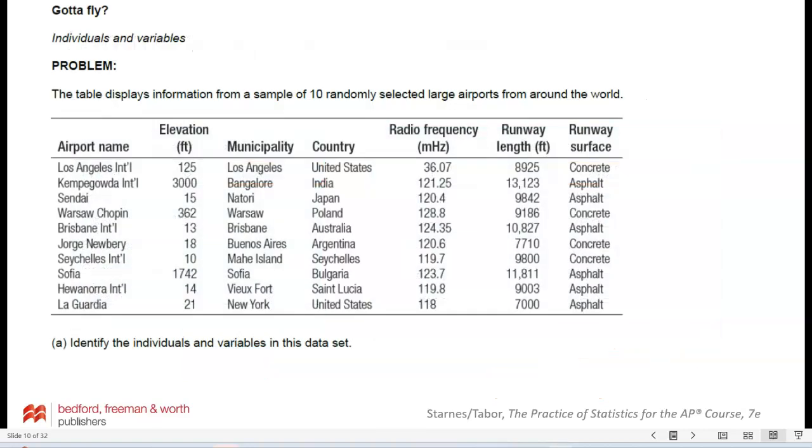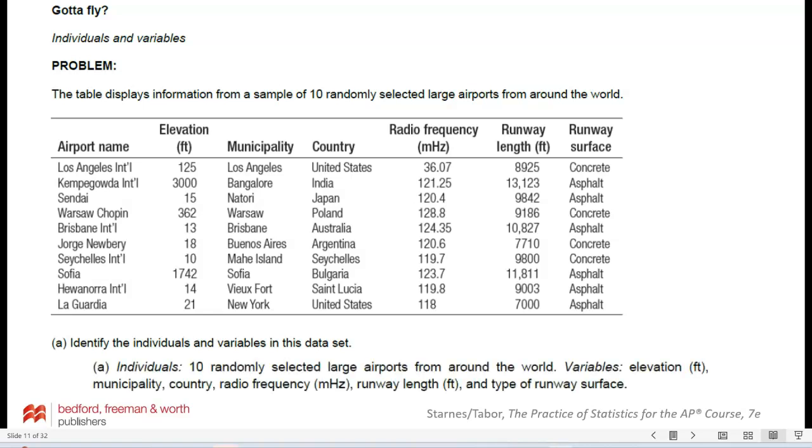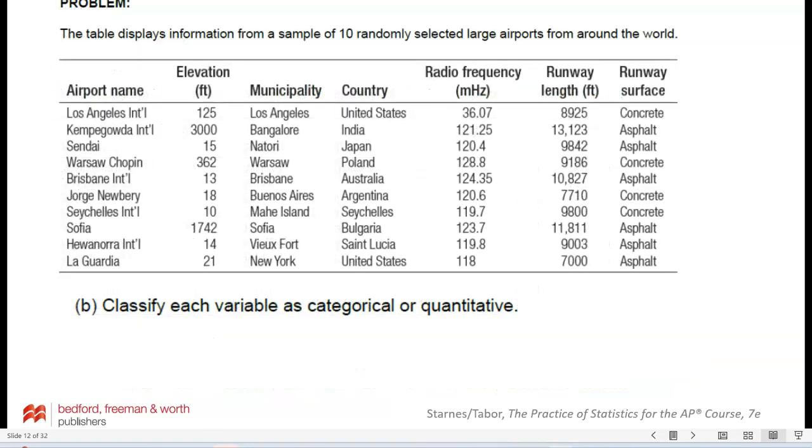So that's the end of the first part of lesson A. I want to do a couple of practice problems, to make sure you know what you're doing here. I would definitely stop the video and ask, what's happening here? So who are the individuals? 10 randomly selected large airports are actually the individuals. They're not people, they're airports. The variables are all those columns. And then classify each variable as categorical or quantitative.